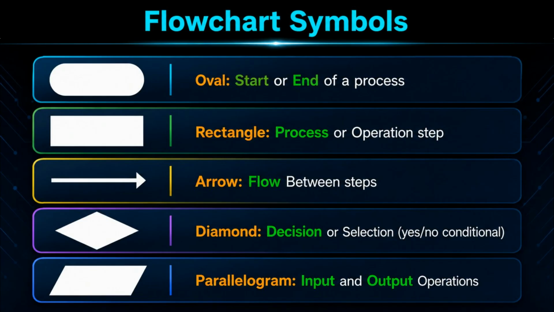Flowcharts use standard symbols with specific meanings. An oval marks the start or end of a process. A rectangle represents a process or operation step. An arrow shows the flow between steps. A diamond represents a decision or selection point, a yes or no conditional. And a parallelogram represents input and output operations.